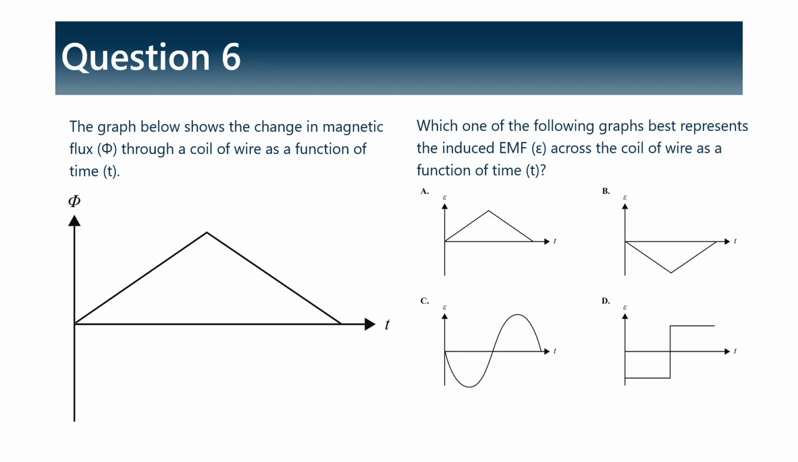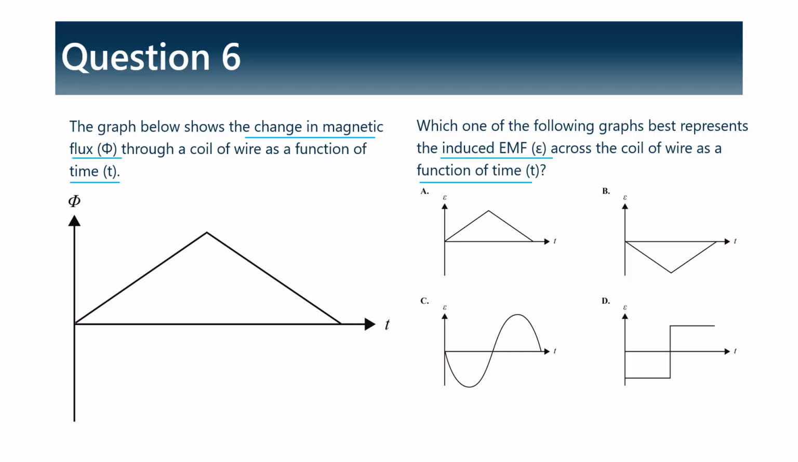The graph below shows the change in magnetic flux through a coil of wire as a function of time, t. Which one of the following graphs best represents the induced EMF across the coil of wire as a function of time, t? Step 1. Identify the relationship between magnetic flux and EMF.